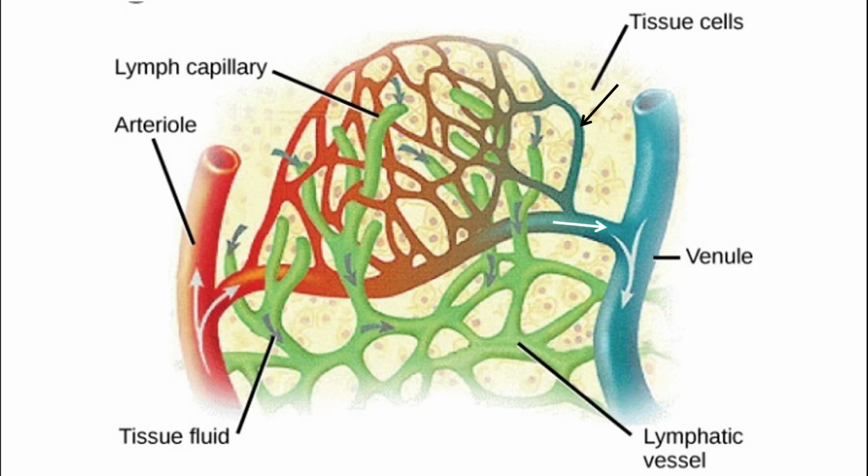Now, this deoxygenated blood is going to merge away from the capillary bed, and it enters a venule, and then this venule is getting gradually larger and larger until it reaches the right side of the heart.